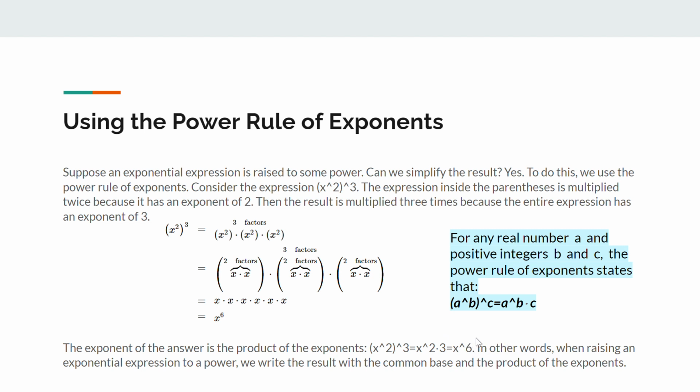In other words, when raising an exponential expression to a power, we write the result with its common base and the product of the exponents. So for any real number a and positive integers b and c, the power rule of exponents states that a to the power of b, in parentheses, to the power of c is equal to a to the power of b times c.